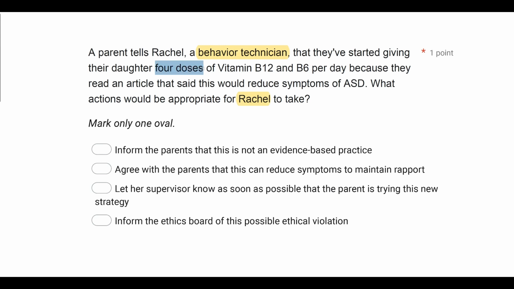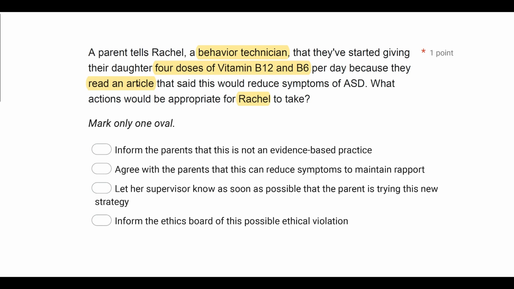So if this 4 doses of B12 and B6, let's just say it ended up being harmful, and Rachel said, oh, that's a great idea, well, that's going to be a very bad thing, not only for you, but also for the supervisor. So the rule of thumb is when asked questions about health and diet and these sort of things, you're always going to your supervisor first. And in this day and age, as a technician, this is going to come up. Parents try a lot of different things for their children out of the goodness of their heart because they want better for their kids. And even though they've read one article, that doesn't mean this is okay or not okay.